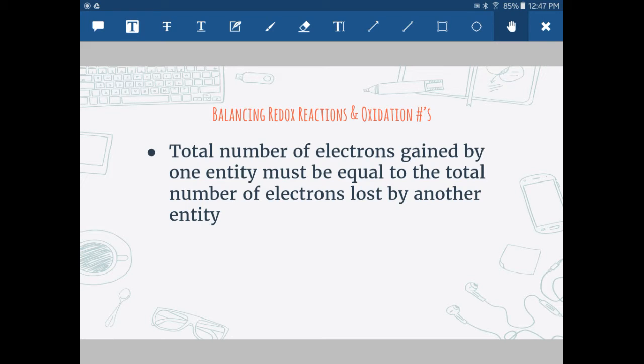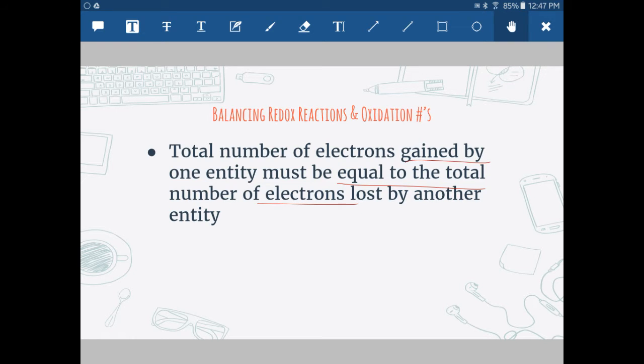Now, we can look at the number of electrons transferred, which can tell us a lot about a chemical reaction. So from oxidation numbers, we can actually balance redox equations or reactions using oxidation numbers. The way that we do that is the total number of electrons gained by one entity must be equal to the total number of electrons lost by another entity.